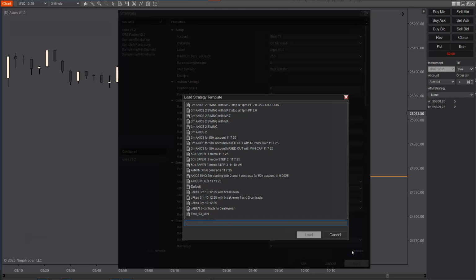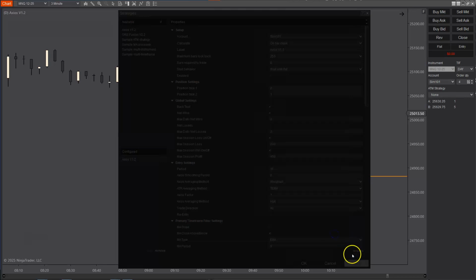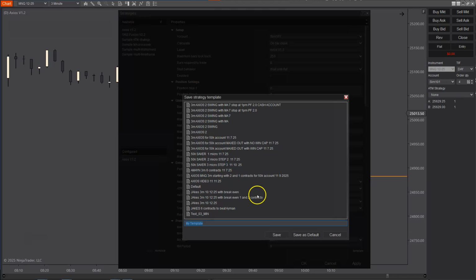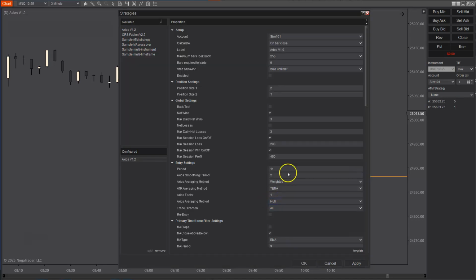Anyway, load. Sorry, not load. Let's get rid of backtest. Template. Save. And where was it? Axios video. 3 contracts. 3 contracts. Save.